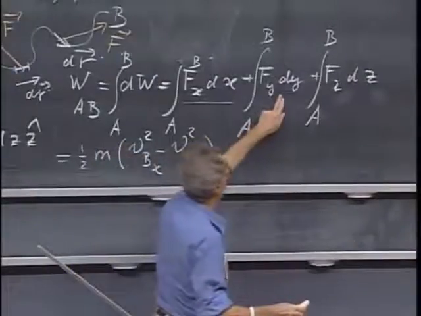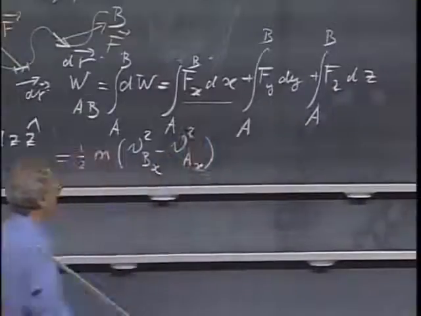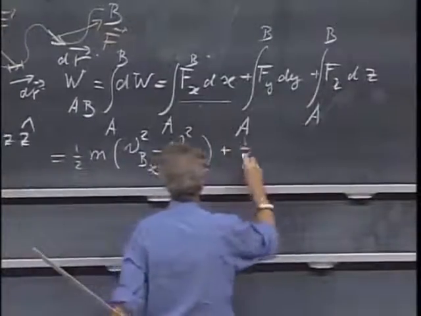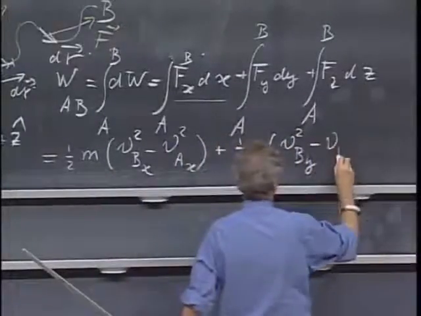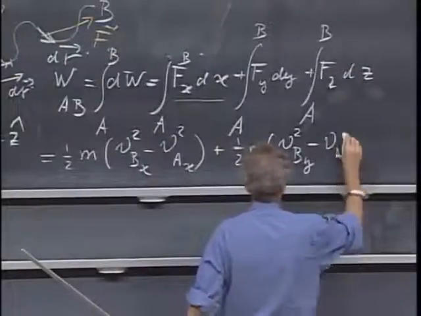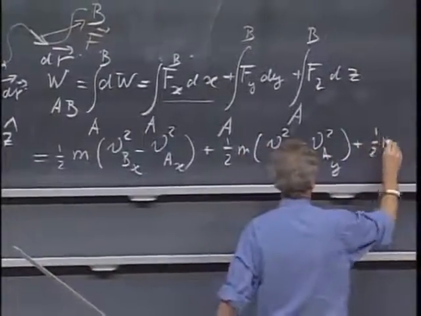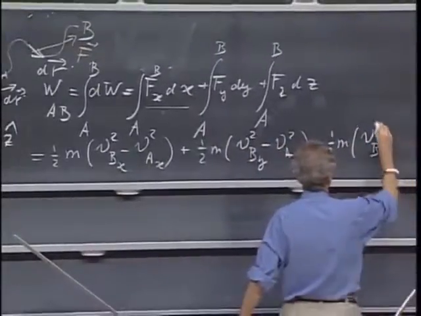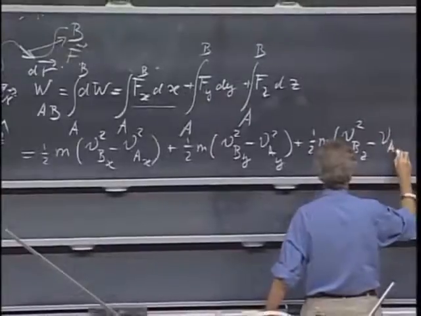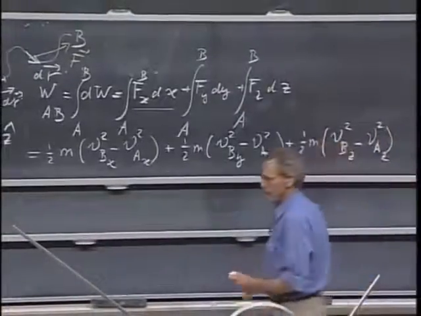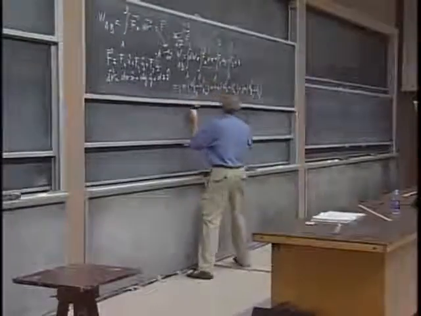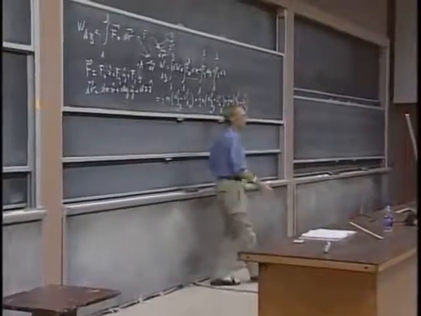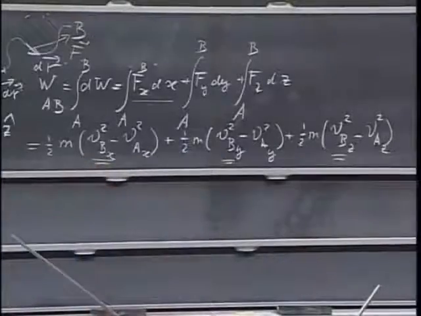This is also a one-dimensional problem now, except that now I deal with the y component of the velocity. So I get 1/2 m times vb y squared minus va y squared, plus 1/2 m vb z squared minus va z squared. And now we're home free, because what you see here is v squared in the x direction, v squared y component, v squared z component, and if you add those three up, you get exactly the square of the velocity. You get the square of the speed.